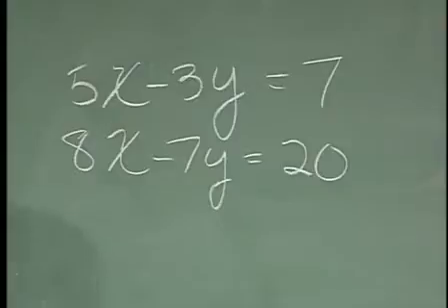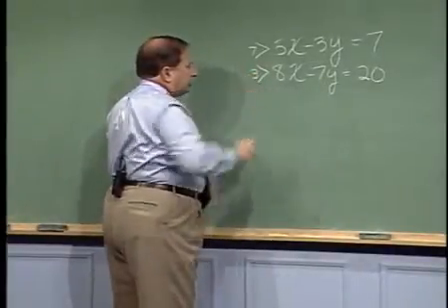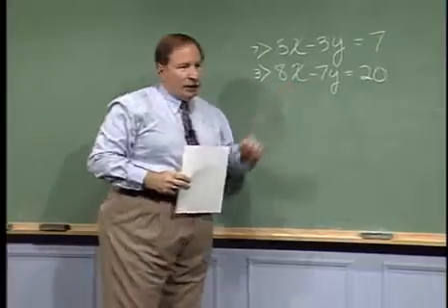We need to eliminate. Again, I choose to eliminate the y's because they're smaller numbers, 3 and 7 as opposed to 5 and 8. Could you have eliminated the x's? Yes. If you had done it correctly, you'll get the same answer that I'm going to get. So let's see. Let's multiply the top by 7 and the bottom by 3, because that would give us 21.